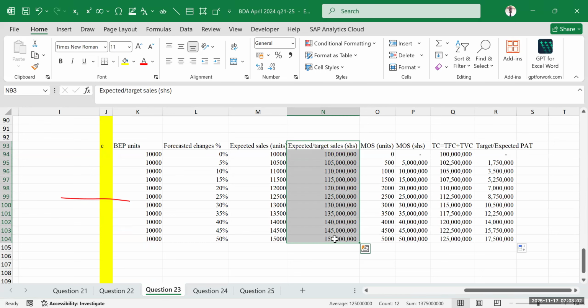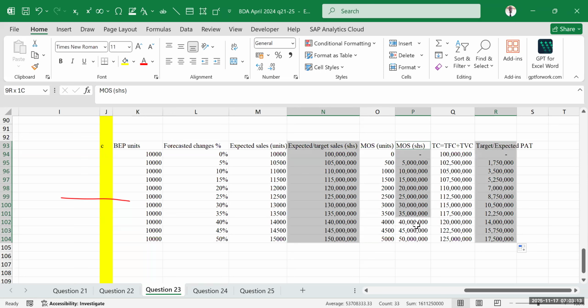This one. Target profit after tax, or expected profit after tax, and then margin of safety. Remember, we are dealing in values, in shillings, margin of safety in shillings. Those are the things you need to plot.